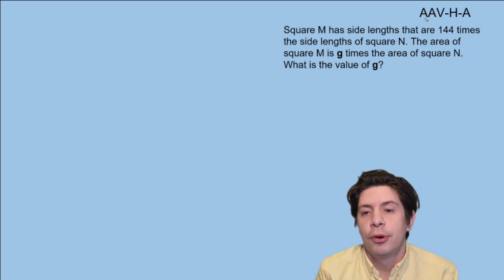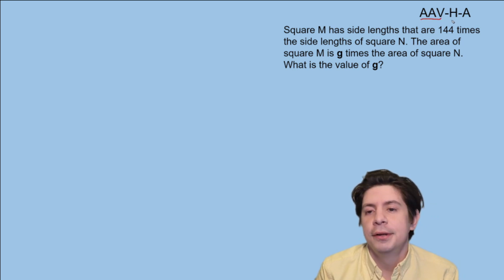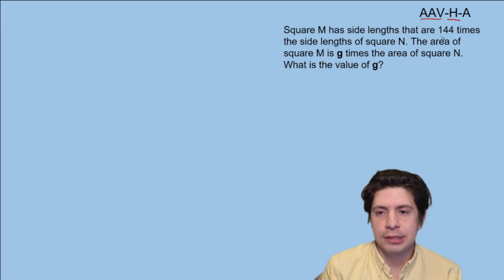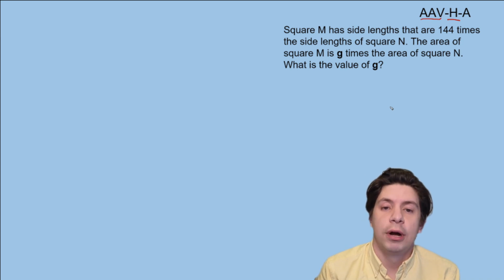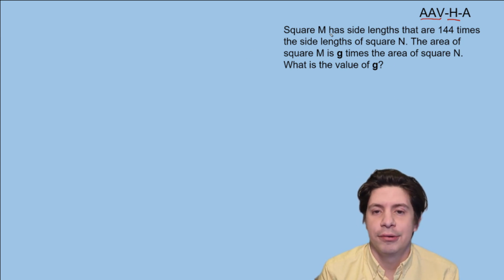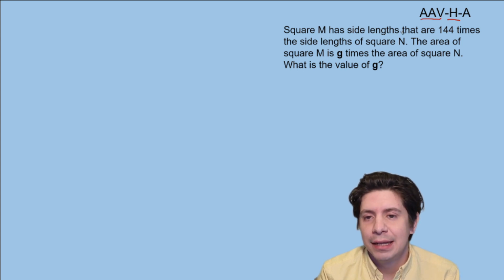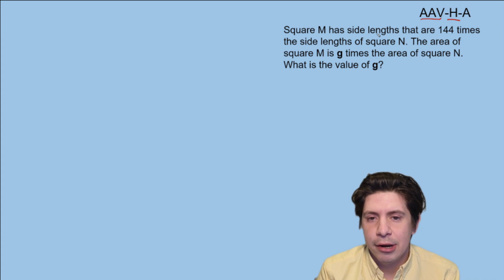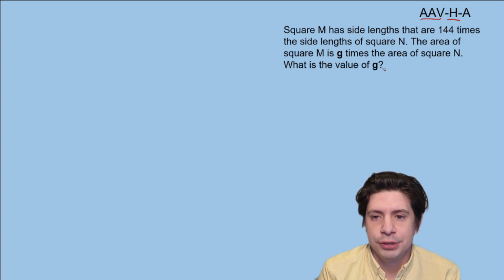So today we're going to be working on area and volume, labeled here, level hard. We'll try this question, then we'll try another one. You can watch me do this one, then do the next one on your own, and then watch it and see how it goes. Square M has side lengths that are 144 times the side lengths of square N. The area of square M is G times the area of square N. What is the value of G?